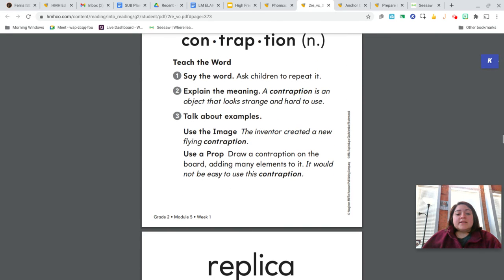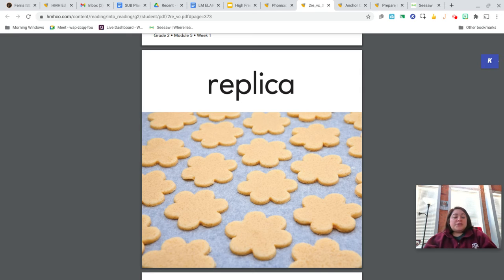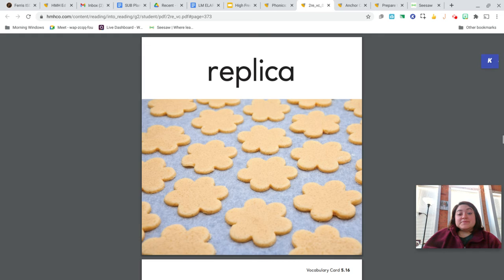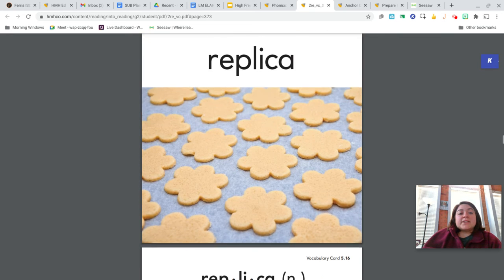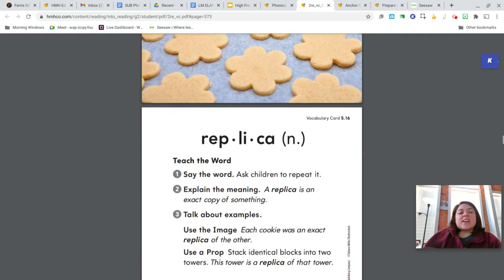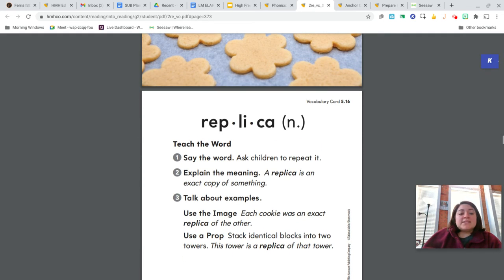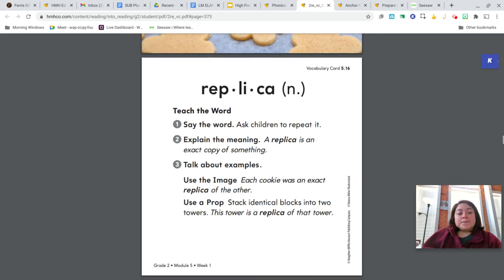All right. The last word is replica. So you may have an idea of what replica means based on the picture. Replica is a noun. A replica is an exact copy of something. Each cookie was an exact replica of each other. So it means like another word for copy. This tower is a replica of that tower. So this tower is a copy or replica of that tower.